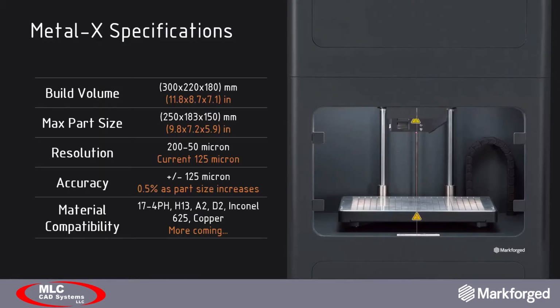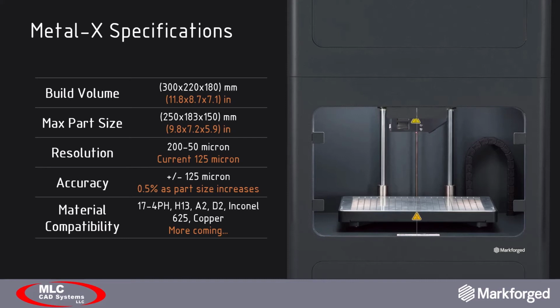Last, let's take a look at some of the actual specifications for the Metal X. So here's some of the basic information on the Metal X system. You notice the build volume and max part size are different, and this is due to shrinkage. If you uploaded a part that was the size of the build volume, it would no longer fit into the software since it's scaled up to account for the shrinkage. The printer can print down to a 50 micron resolution for very detailed parts.